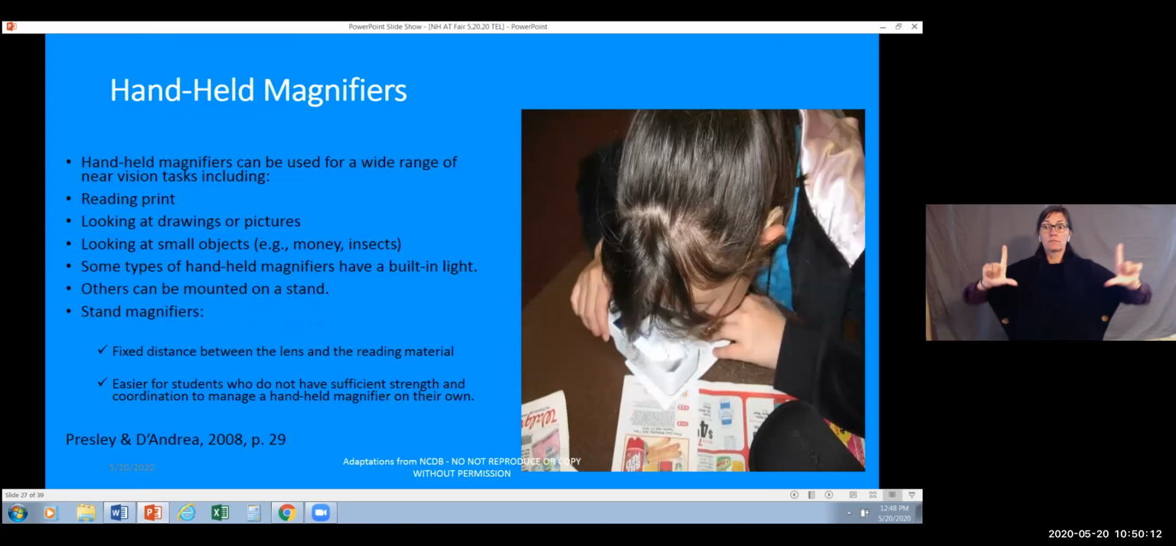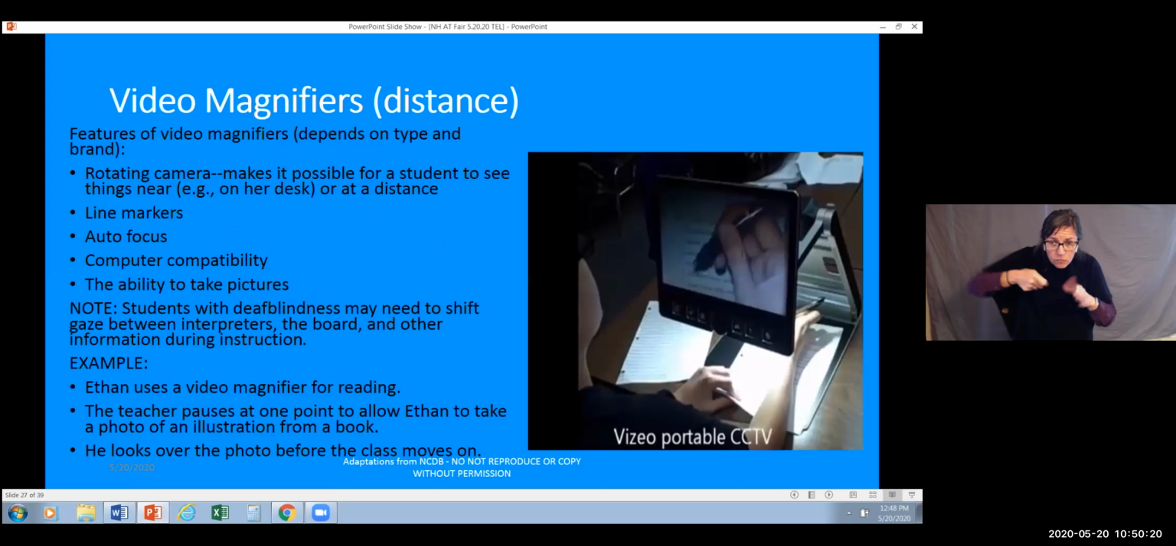This is an example of a child accessing print using a handheld magnifier. This is an example of a child using a video magnifier where they're actually accessing it from the video materials and able to take their place. But the teacher has to be very savvy in terms of knowing where the child is in the process and stopping her instruction, again, to make sure that all of her students are engaged and have equal access.